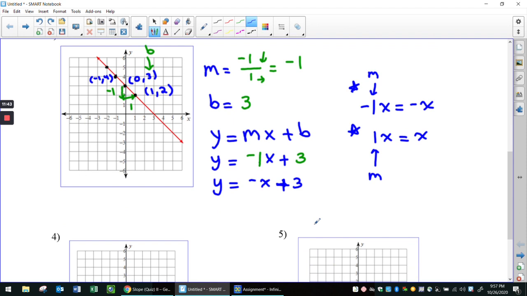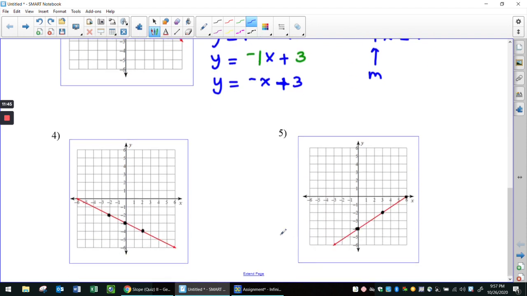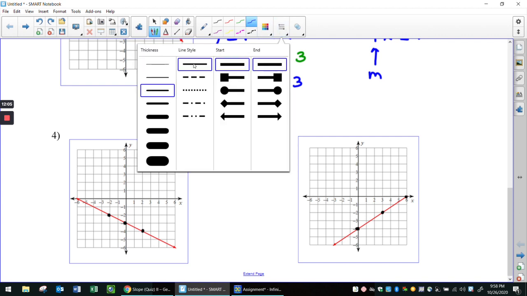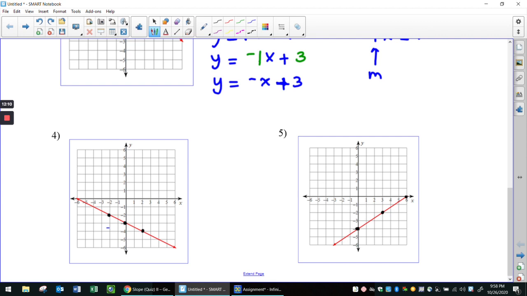Very good. So let's go ahead and try out 2 more problems on your own. This one has the y-intercept at -3. You might not be able to see that -3 very well just because I put a little dot there for you. So go ahead and draw this graph. That's -3 right there.